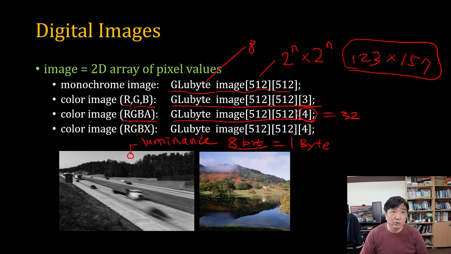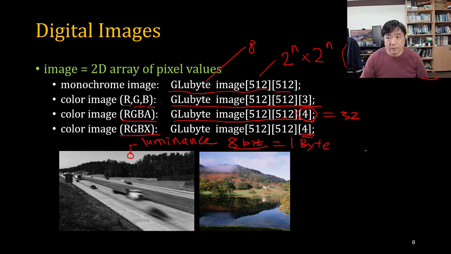Sometimes we use X. X means that it is provided, but not used. It is some kind of garbage. Maybe it is possible to present the image with 3 bytes, but why do we use 4 bytes? Normally computers are 32-bit or 64-bit. So dealing with 3-byte order is not efficient and it is very confusing, because with R, G, B in 32-bit computers, they read another thing.